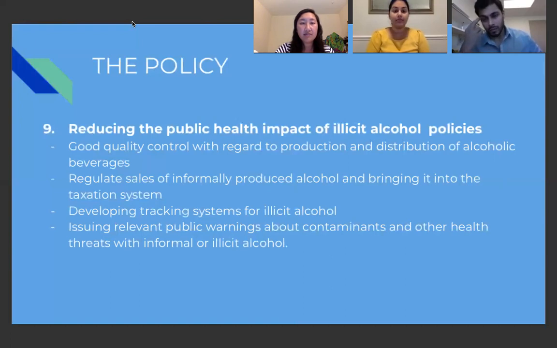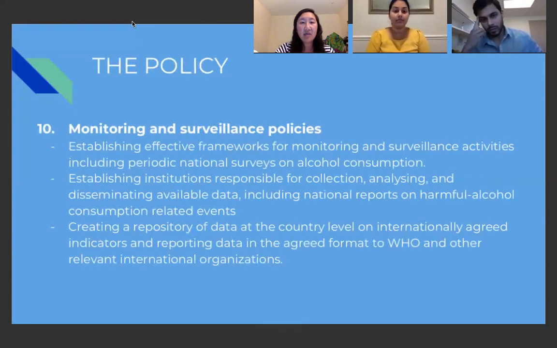The final target area is monitoring and surveillance policies, establishing effective frameworks for monitoring and surveillance activities, including periodic national surveys on alcohol consumption, establishing institutions responsible for collection, analyzing and disseminating available data, including national reports on harmful alcohol consumption-related events, and creating a repository of data at the country level on internationally agreed indicators and reporting data in the agreed format to WHO and other relevant international organizations.